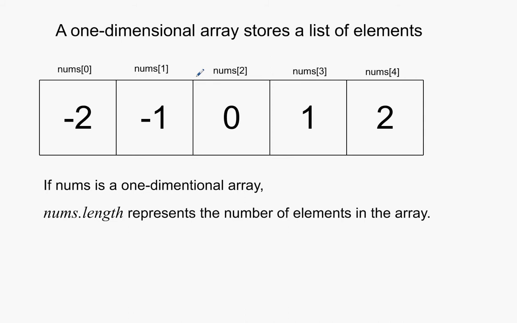So a one-dimensional array stores a list of elements. This is the one we used in our last question. So nums sub 0, nums sub 1, nums sub 2, 3, and 4, and they held some values, the elements of this array. Nums is a one-dimensional array, and we did add one extra idea, and that is one function we have. Nums.length represents the number of elements in the array. So in this case, this is going to be equal to 5 because our array has a length of 5.